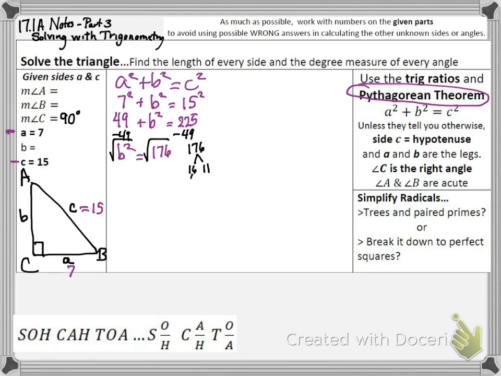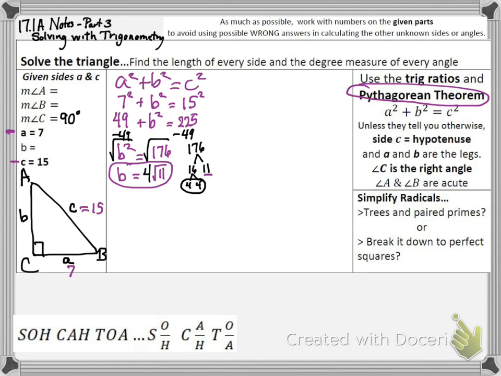And then 16 splits up to 4 and 4. And usually we keep on continuing down until we get to primes before we start matching. But I happen to see matching numbers right now. So instead of going forever until I find primes to get my matching numbers, I'm going to say pair of 4s, that's a 4. And then I have this 11 that can't split up, it's prime. So square root of 11. So I have b equals 4 square root of 11.